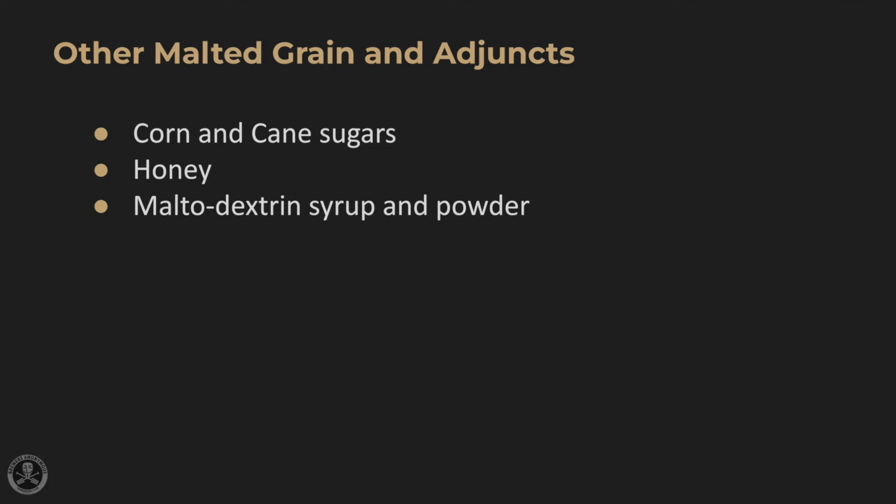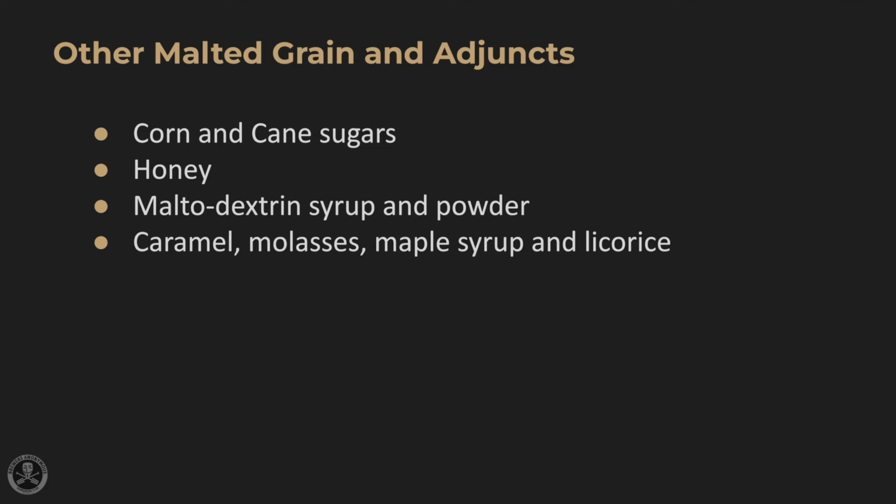And then we have some color increasing adjuncts in the form of caramel, molasses, maple syrup, and licorice. They, of course, also add a bit of fermentable sugars and a little bit of a distinct flavor and aroma, but a large contribution to the color usually is drawn from these adjuncts.